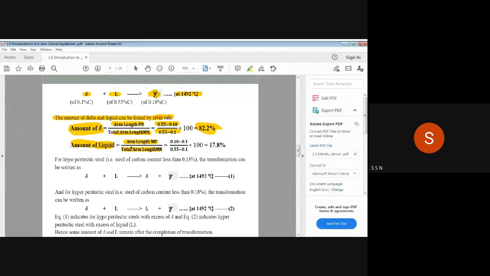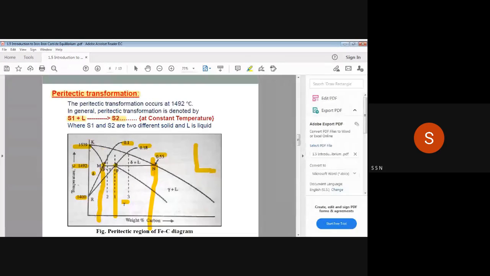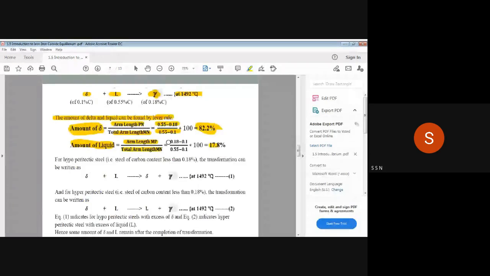Amount of liquid, अगेन अपोजिट आर्म, लिक्विडची पहिला म्हणजे इकडची आर्म घेणार एम पी. एम पी म्हणजे या दोनचा डिफरन्स, दॅट मीन्स 0.18 मायनस 0.1, यू हॅव गॉट दिस लेंथ डिवायडेड बाय टोटल लेंथ. टोटल लेंथ इज दिस टोटल लेंथ एम एन, 0.55 मायनस 0.1. सो into 100 you will get 17.8%. That is the amount of liquid present in that peritectic transformation.